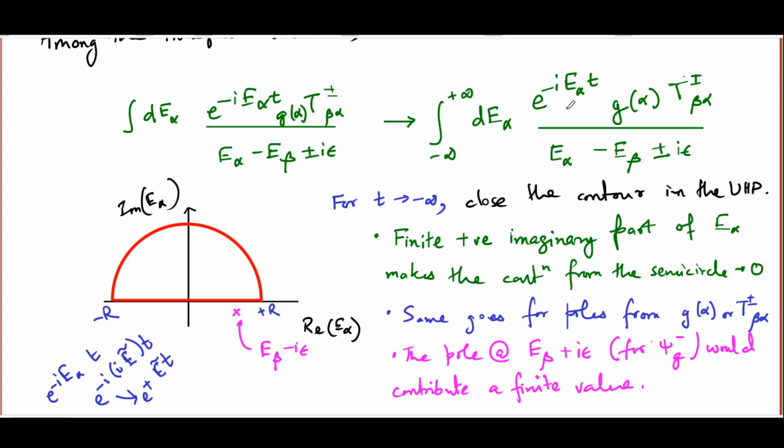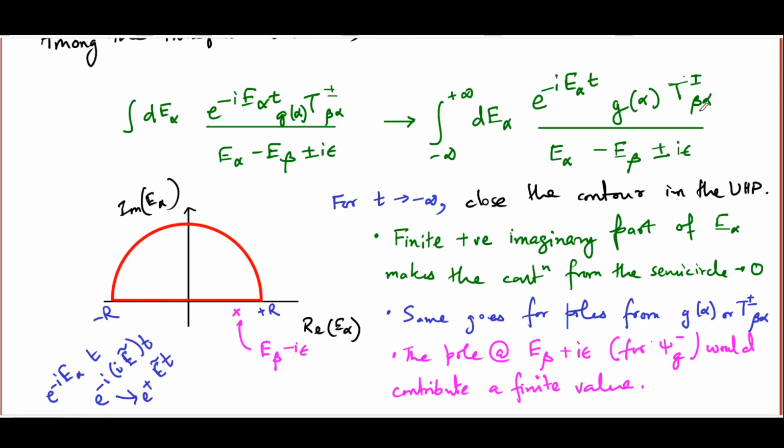One possibility is the denominator. But if you are using the plus sign here, remember that's the one which corresponds to psi plus alpha, the in state, then the pole actually is at E alpha equals E beta minus i epsilon. So it's just below the real line, just outside our contour.